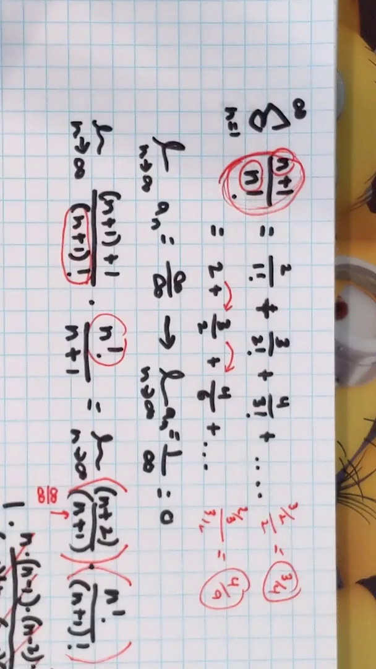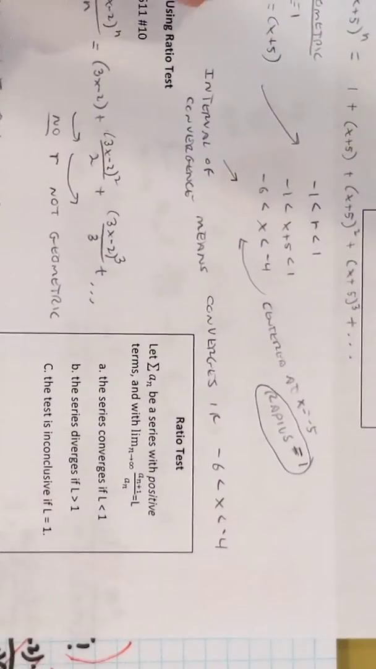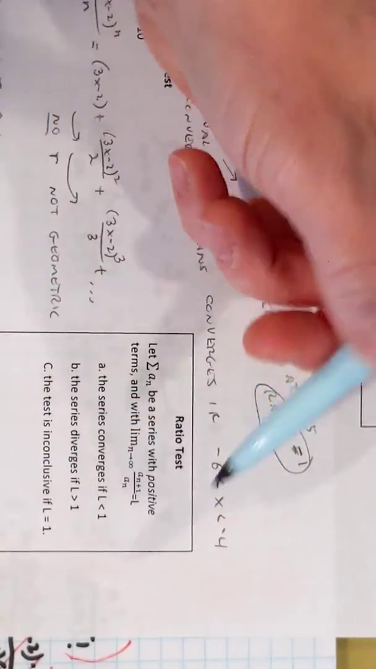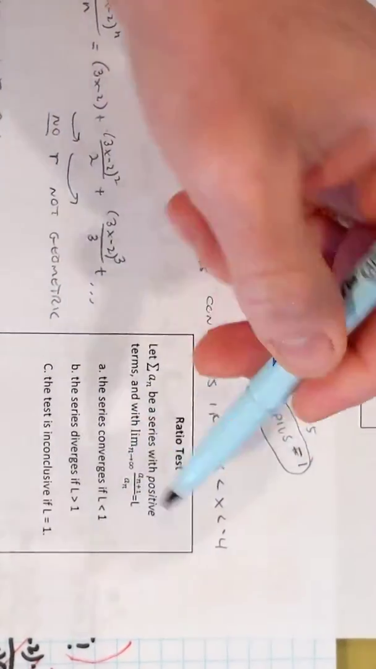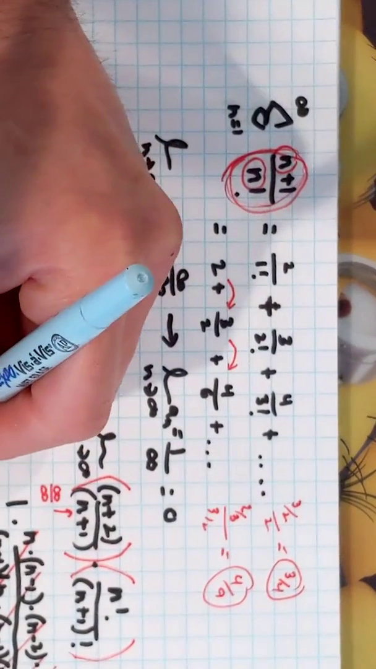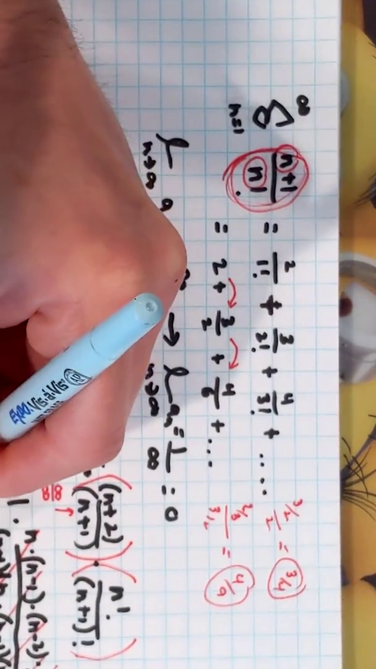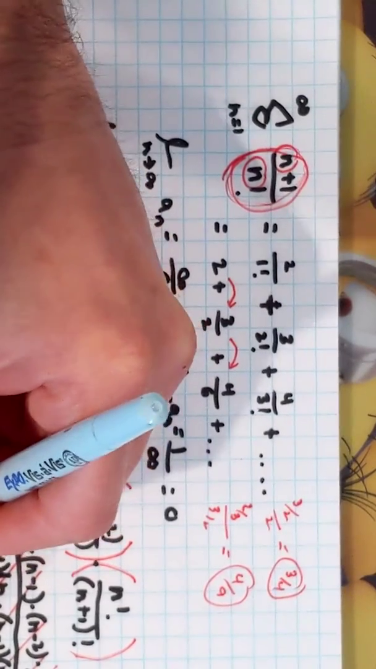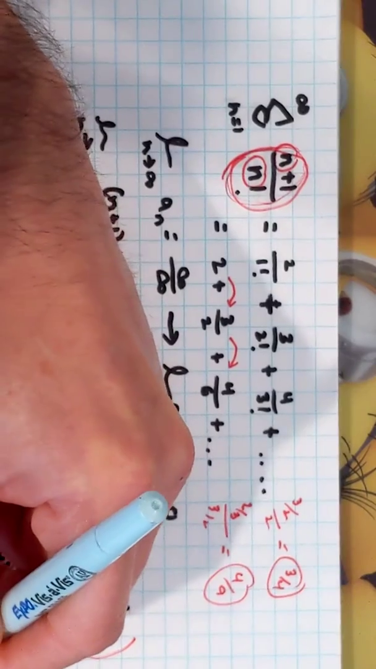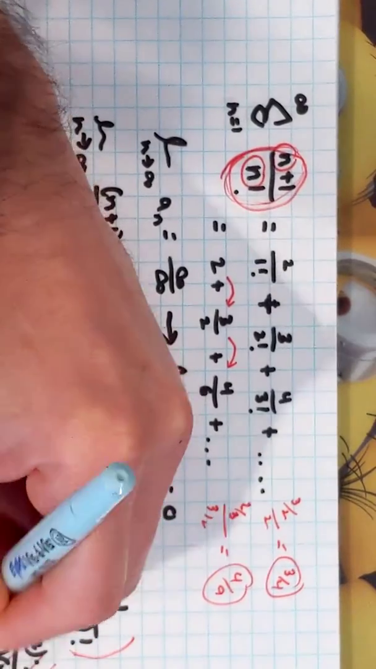Reminder that if the limit I get from the ratio test is less than 1, it will converge. So I have concluded, since L is less than 1, therefore it converges. And I'm done with that one.